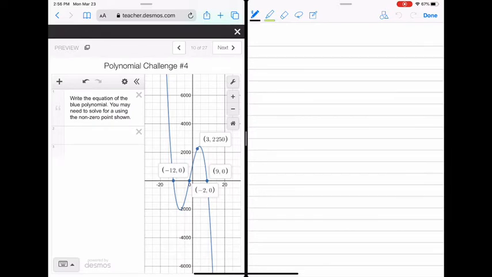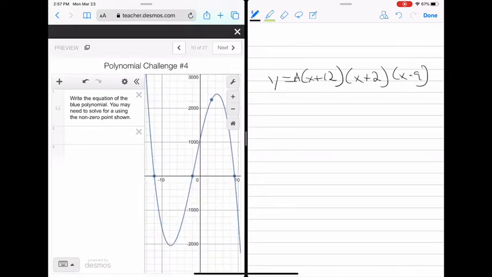Okay, if I was going to write an equation, I know this is a 1, 2, 3rd degree. So that's going to go y equals, one of those is going to be x plus 12. One of them is going to be x plus 2. And one of them is going to be x minus 9. That's where I start. So hopefully you all got something like that. But now I need an a value. And again, I'm going to use a point that's not an intercept. So I'm going to use, is that the only point? Is that the point they gave me?